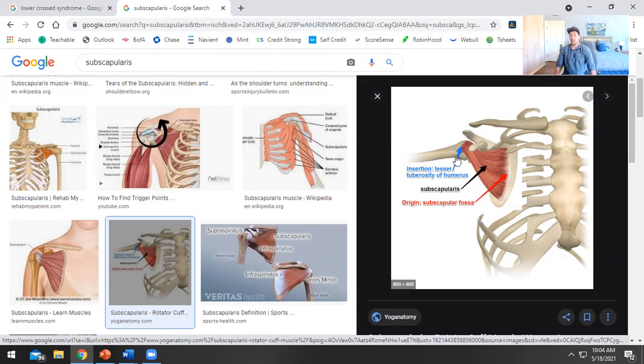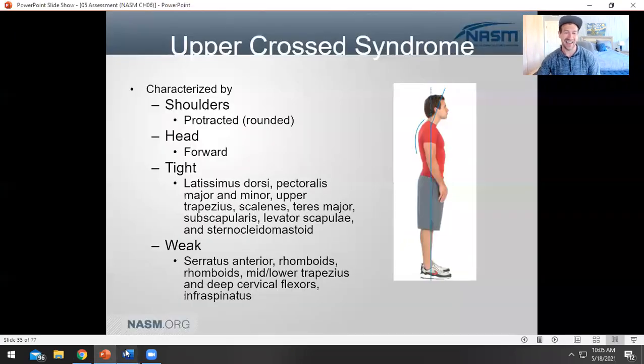Your pec minor is working to protract your shoulders. And then your trapezius, sternocleidomastoid, levator, and scalenes are all working to elevate your shoulders and drop your head forward. And now we've got this kind of posture here, right? So those are all of our tight muscles, right? We got to move to the opposite side of the joints in a lot of these. So we move to the opposite side.